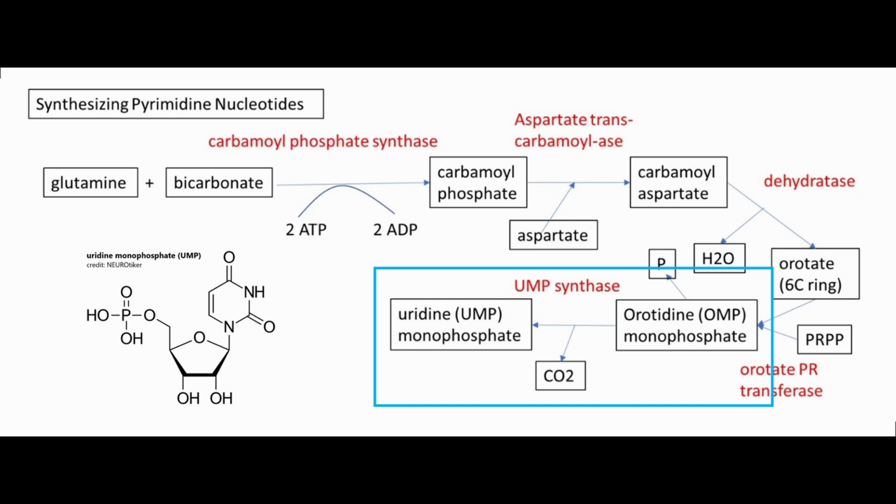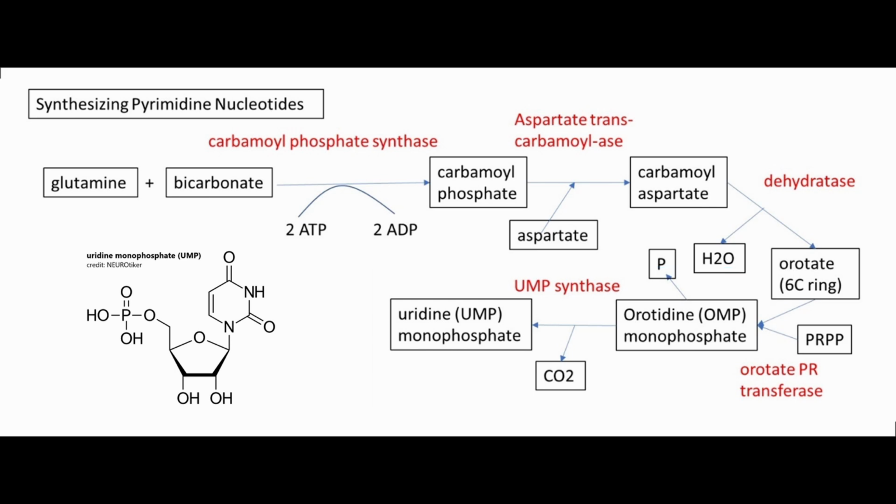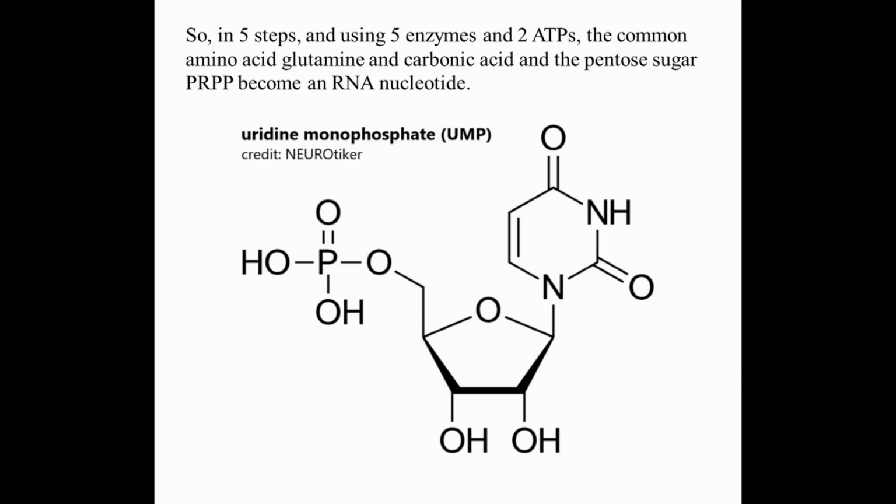UMP. In the figure, the nucleotide shown is uridine U, which is one of the RNA nucleotides. So, in 5 steps, and using 5 enzymes and 2 ATPs, the common amino acid glutamine and carbonic acid and the pentose sugar PRPP become an RNA nucleotide.